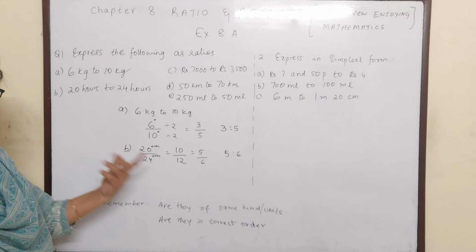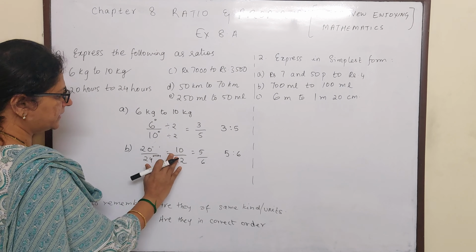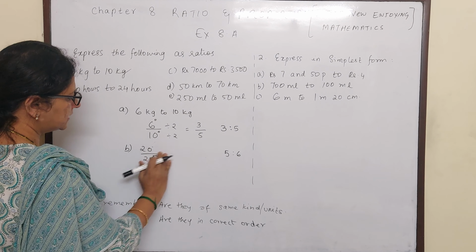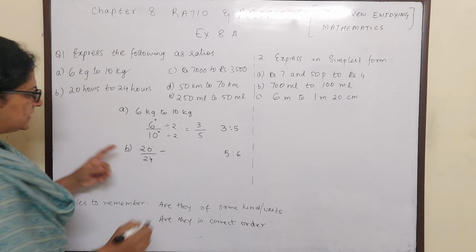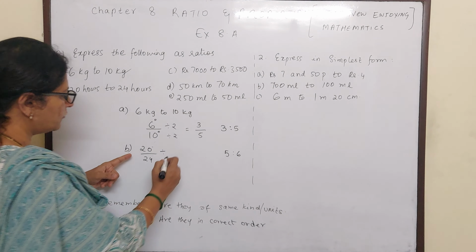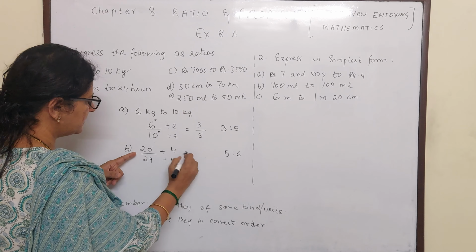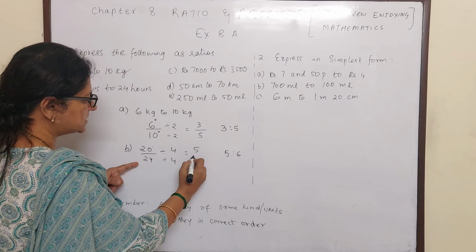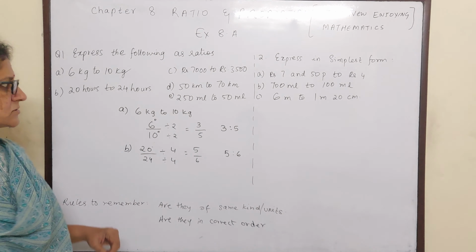You can straight away divide it by a higher number. If you know the tables very nicely, you can see that 4 will go in both. So dividing by 4, 4 5s are 20, 4 6s are 24. So you can do it like this also.